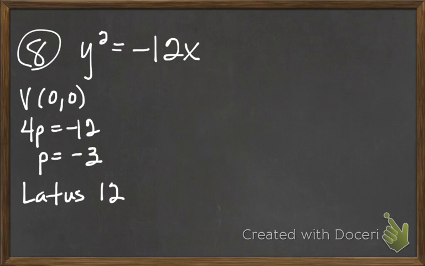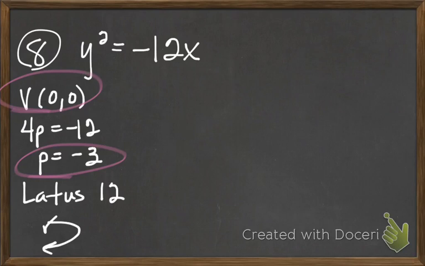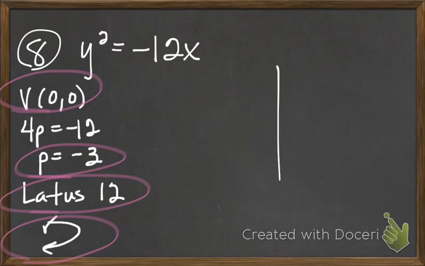And since x is not squared and a is negative, the parabola is going to go to the left. So again, we're using the vertex, the p-value, the latus rectum, and the direction of the parabola to sketch out the parabola. If your p-value is negative, that means you're either going to the left or you're going down, based on what variable is not squared. So we'll sketch this out.